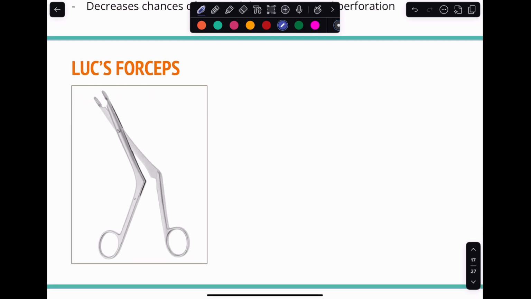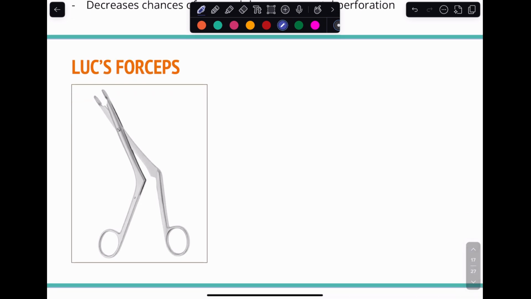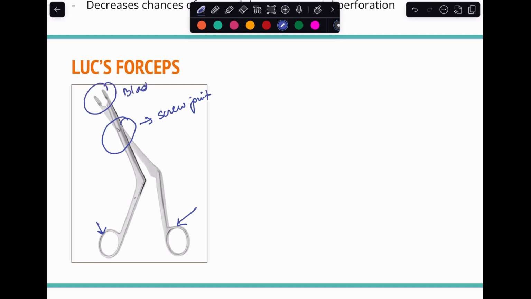Next, let's talk about the next instrument, which is the Lux forceps. Now, the Lux forceps, as you can see here, if you look at the parts, this is where we hold it. These are the ring handles. Then here we have the screw joint. And we have these two fenestrated sharp-ended blades. So these are the different parts of the Lux forceps.